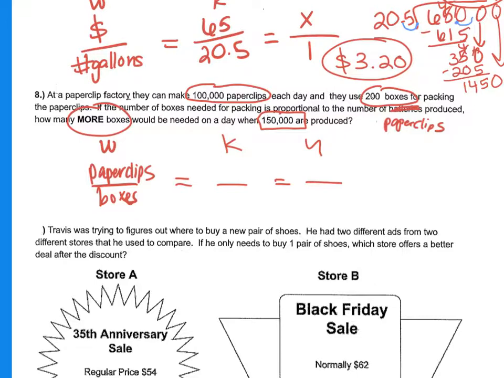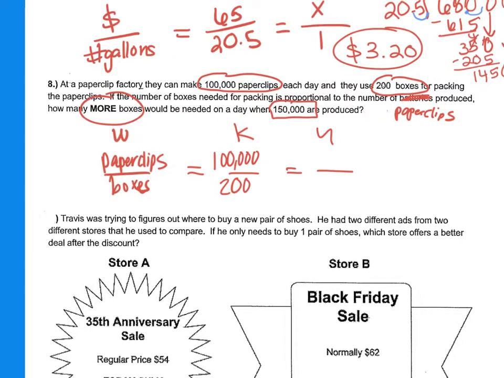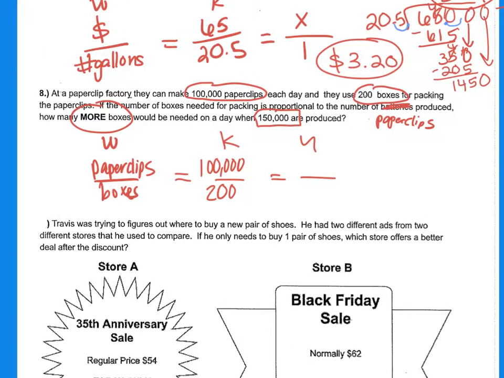As long as you set up the rest of your ratios the exact same way, it won't really matter. If you get stuck, if you write your words down, paper clips over boxes or boxes over paper clips, as long as you keep the other 2 ratios in that same pattern, you should get the same answer. So in this case, we're doing paper clips over boxes. So I know that 100,000 paper clips takes 200 boxes. Then we're trying to figure out how many boxes we need if we're going to produce 150,000 paper clips.